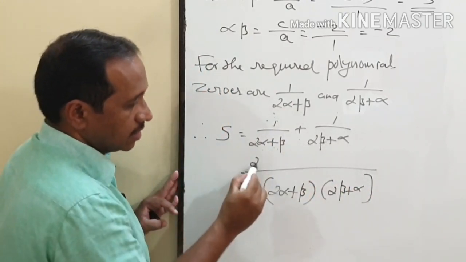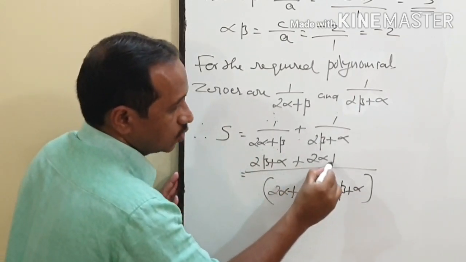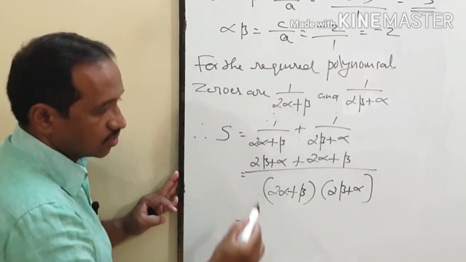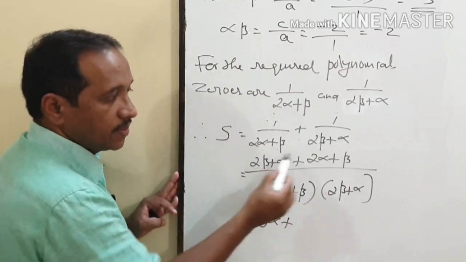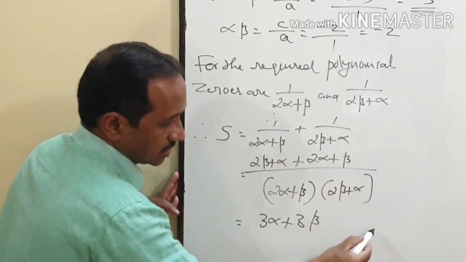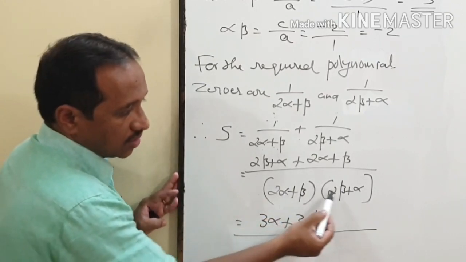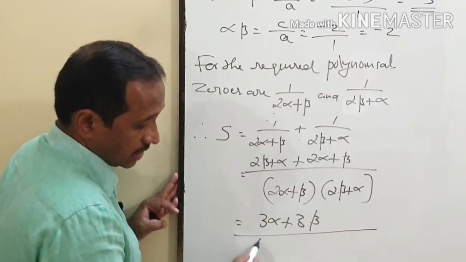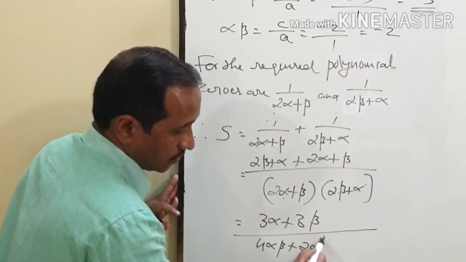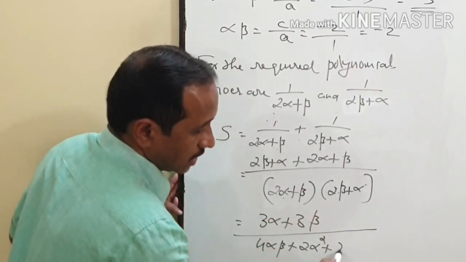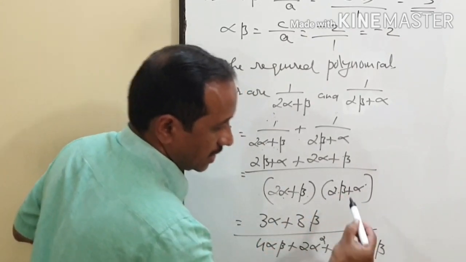Here this will be multiplied by 2 beta plus alpha, plus this will be multiplied by 2 alpha plus beta, is equal to alpha plus 2 alpha, we get 3 alpha, plus 2 beta plus beta, we get 3 beta. The numerator is simplified. And now we have to multiply here 2 alpha into beta, 2 alpha into 2 beta, that is 4 alpha beta, plus 2 alpha into alpha, that is 2 alpha square, plus beta into 2 beta, that is 2 beta square, plus beta into alpha, that is alpha beta.